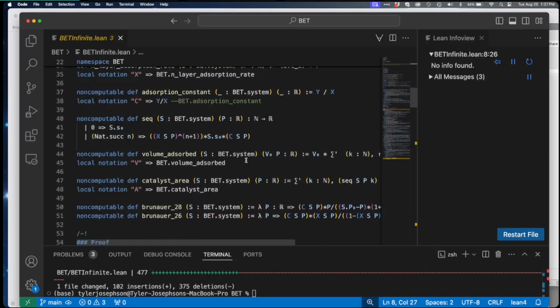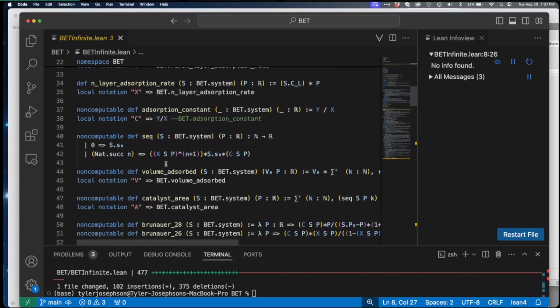And that's given a simple notation. So you'll notice we're using local notation. That's a nice way to invoke it. The capital V here is always going to refer to BET.volume adsorbed. And now we can use V and it means that, and we don't need to write out the whole thing each time.